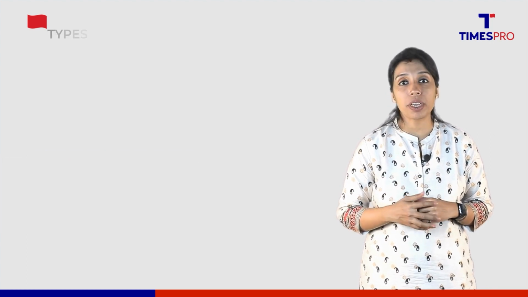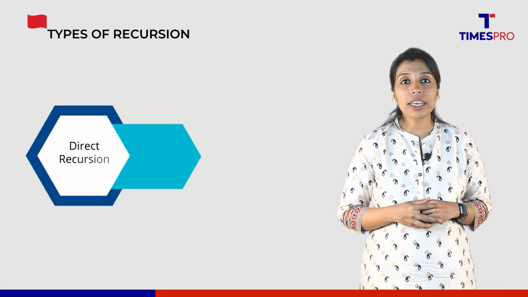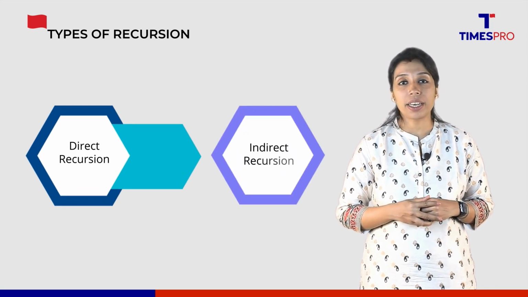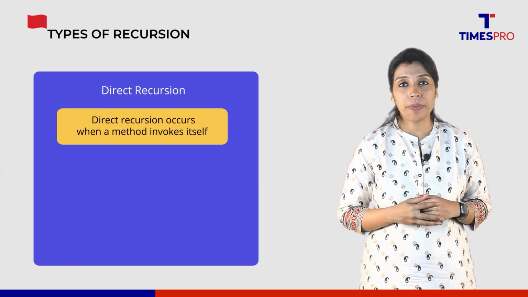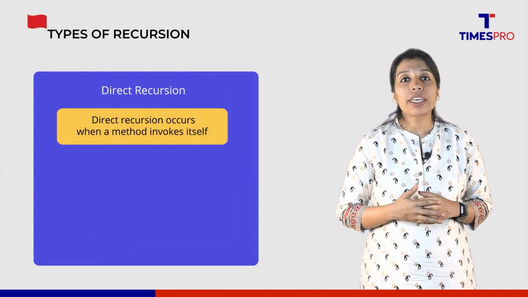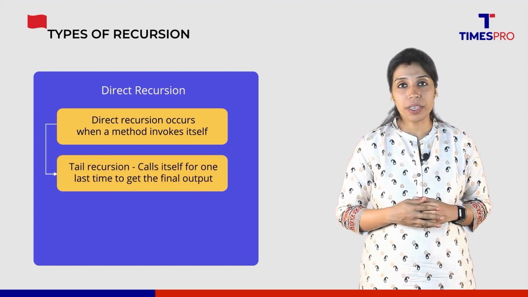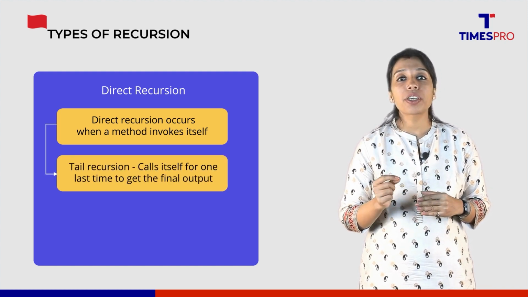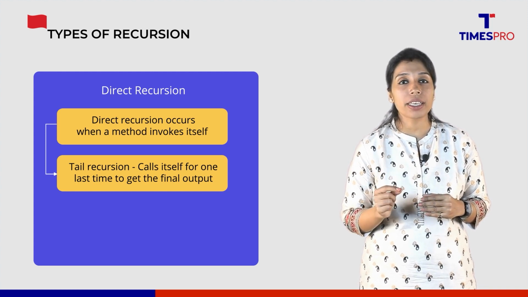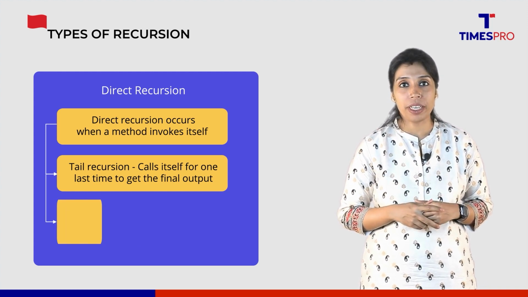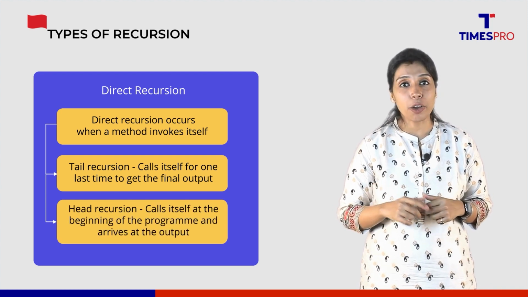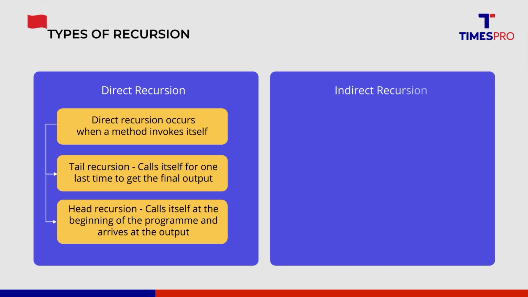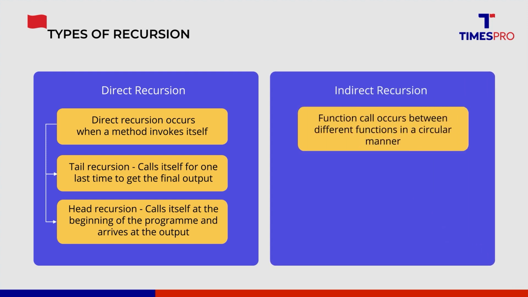There are different types of recursion. One is direct and the second one is indirect. In direct recursion, the function calls itself. One example of direct recursion is tail recursion, meaning the recursive function calls itself for one last time to get the final output. The head recursion calls itself at the beginning of the program and arrives at the output. In indirect recursion, the function call happens between different functions.